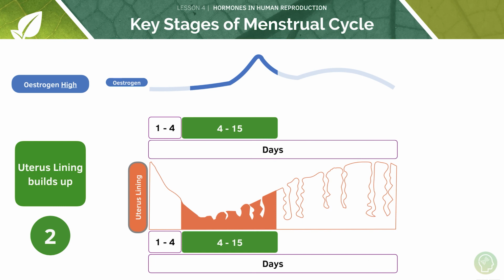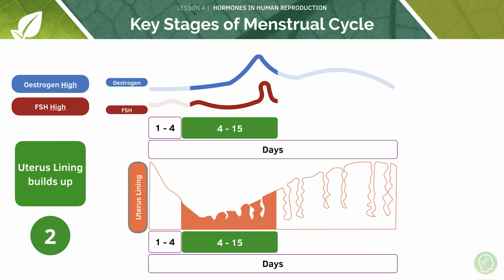Now days 4 to 15, we have our estrogen levels increasing, and that's what's stimulating the growth of our uterus lining here. Now, estrogen levels will peak at around day 14, 15. And remember, we also have high FSH at this point.